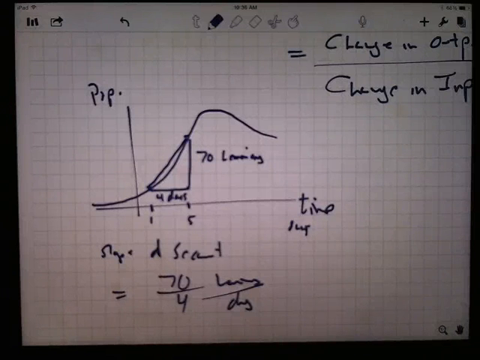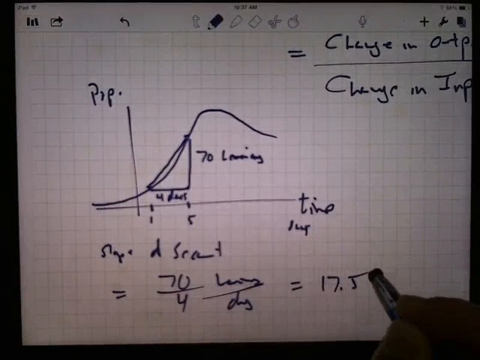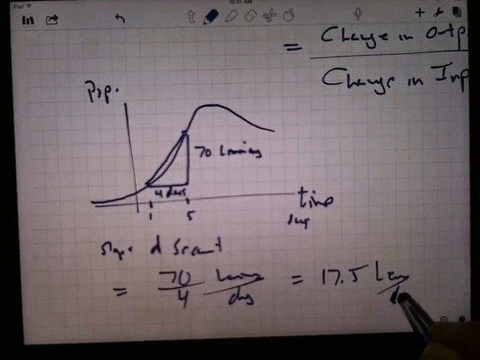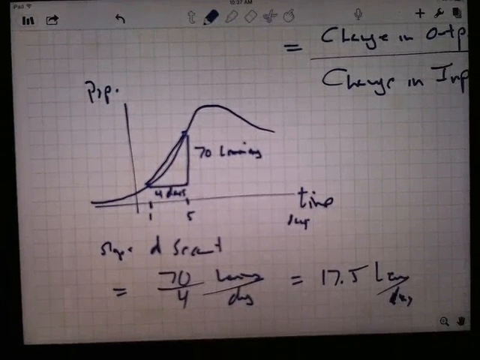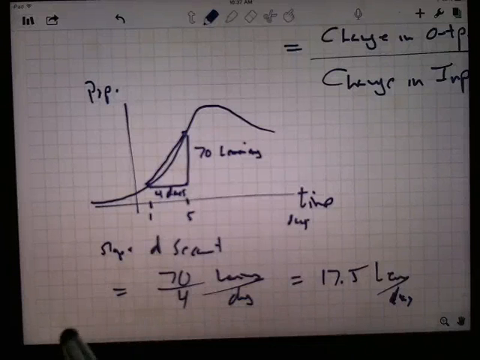Whatever 70 divided by 4 is, what would that be? 35 divided by 2, so 17 and a half. So 17 and a half lemmings per day, right? 17.5 lemmings per day. That's the growth rate. That's telling me every day how much I should be expecting to gain. Now, it's the slope of a secant line. It's the average growth rate over that time.